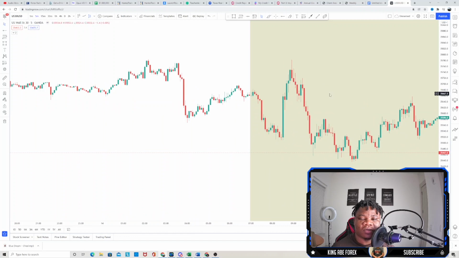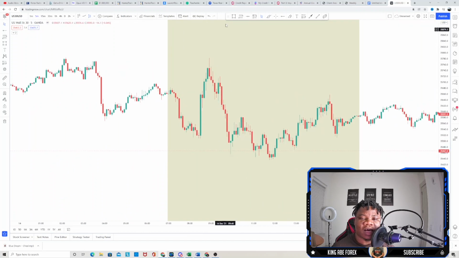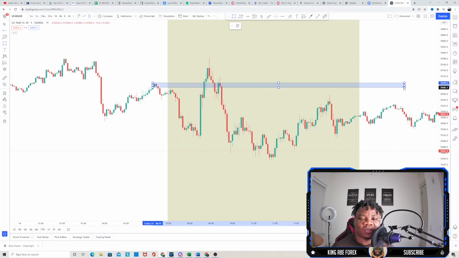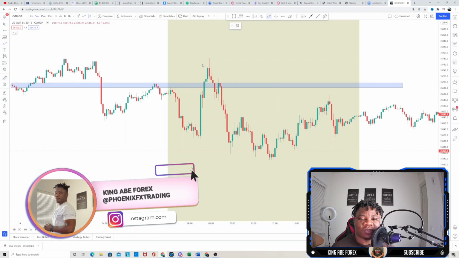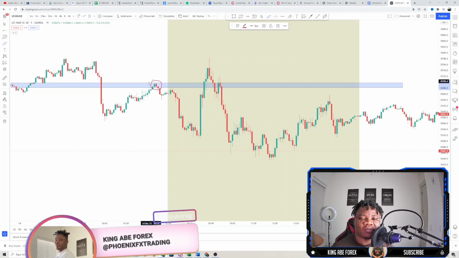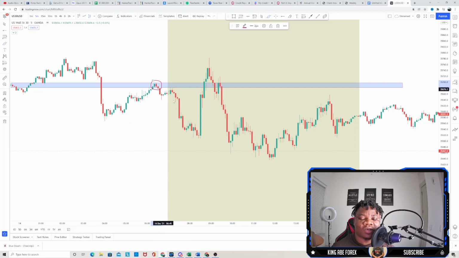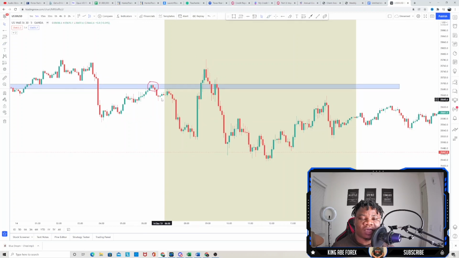Okay, so we're going to look for our most recent high. We have this most recent high here. So this was our most recent high over here, and this was the high that was created during the London session, and price rejected it during the New York session open. So now what we're waiting for is to have this break, and then we see a retest.